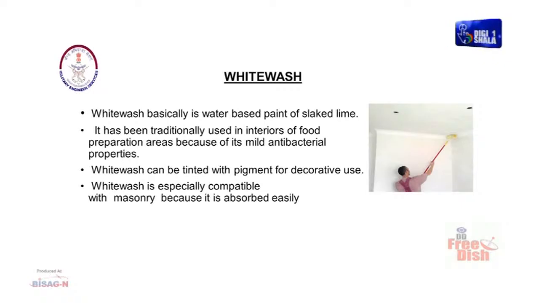First one is whitewash. Whitewash is basically a water-based paint of slaked lime. It has been traditionally used in interior of food preparation areas because of its mild antibacterial properties. Whitewash can be tinted with pigment for decorative use. Whitewash is specially compatible with masonry because it is absorbed easily and the resultant chemical reaction hardens the medium. Ceiling nowadays are generally whitewashed with 2 to 3 coats.